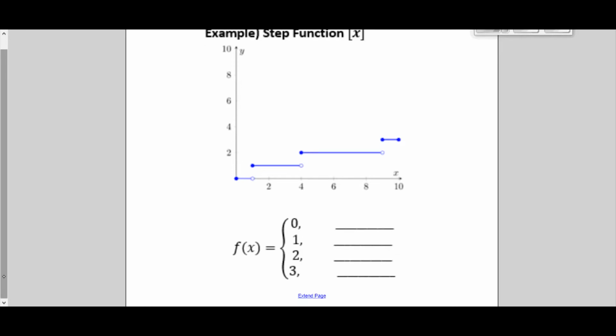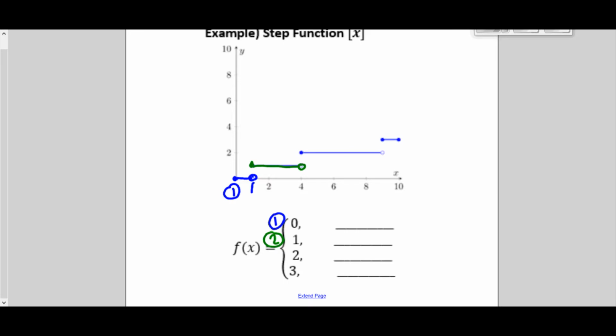So this is a function defined by 4 other functions. So it says f of x equals 0. That is function number 1. Function number 1 starts at the origin and goes all the way up to an x value of 1, and it has an open circle there. So this is the first function. The second function is f of x equals 1. So this starts at 1, it has a closed circle at 1, and it goes all the way to 4 and has an open circle there. So that's the second function.